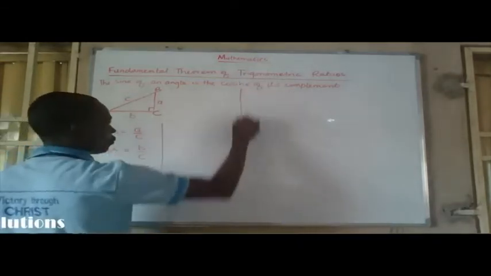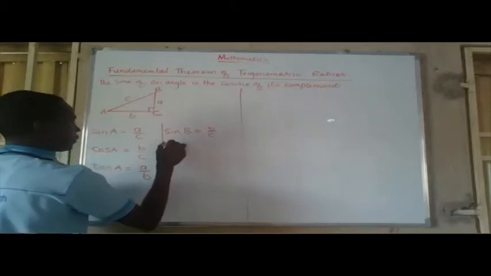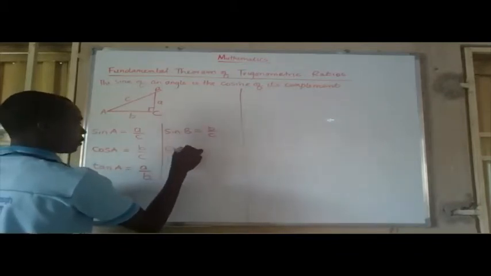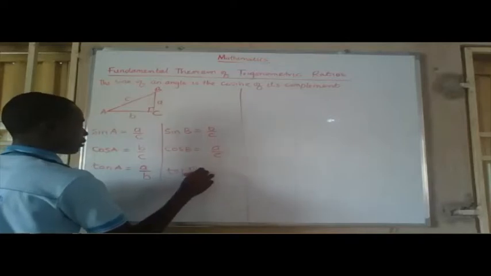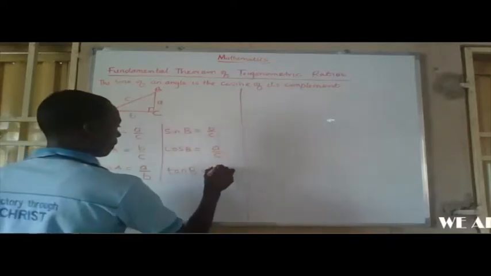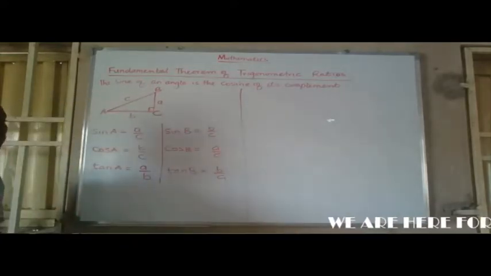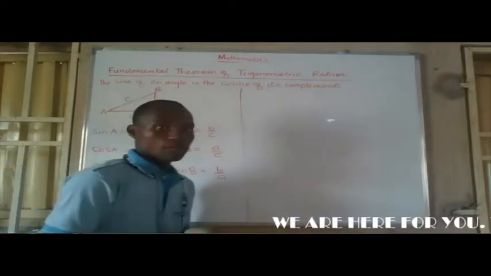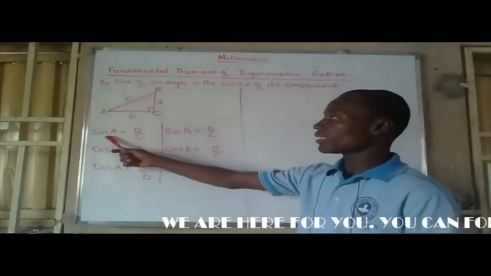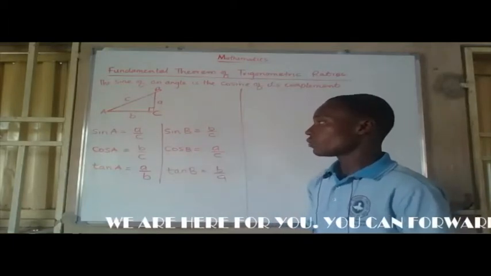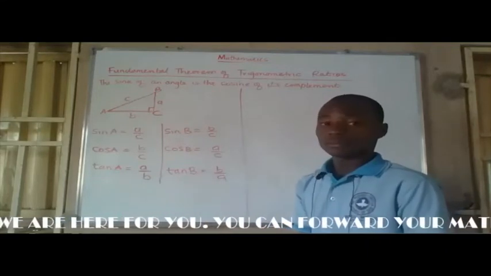But another thing you also want to agree with me is that in terms of B, sine B is actually b over c, cos B is actually a over c, and tan B is actually b over a. So what are the fundamental relationships that we can derive from this? Let's see something that should occur by virtue of observation. You would notice very well that sine A is actually cos B, cos A is actually sine B, and tan A is 1 over tan B.